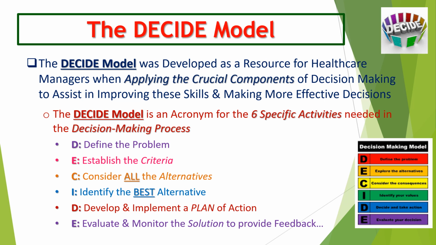Do we need to go back to considering all the alternatives and identifying a different plan of action, or do we need to go back and ask did we maybe establish or explore the wrong criteria, or did we even maybe define the wrong problem? Our overarching problem, we didn't really pick the right part of the problem out. So that's your DECIDE model, and make sure you understand this as you're doing your assignment.